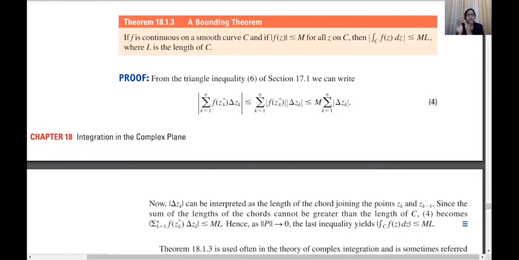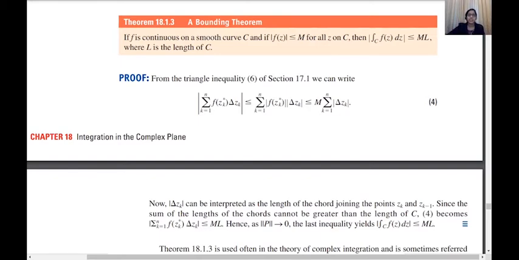Now what is delta zk? It was the difference between zk and zk minus 1. That is the length of that small portion. It is actually the length of a small chord joining the points zk and zk minus 1. Taking the sum of all these will never be greater than the length of the curve, because we are partitioning the given curve into small chords, so the summation of the length of each portion can never be greater than the length. So this value will always be less than or equal to the length of the curve, that is capital L.